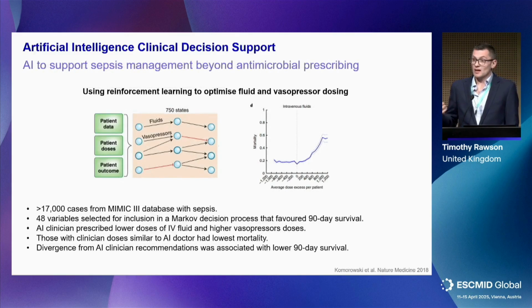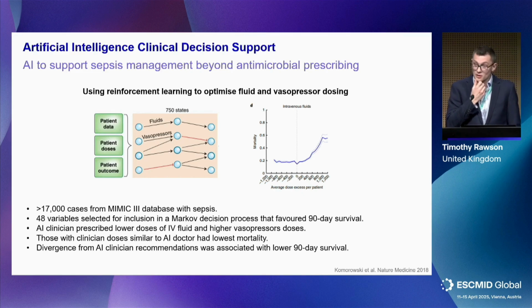We're also now beginning to understand that in complex situations like septic shock, focusing just on antimicrobial prescribing is probably also a little bit too narrow when we're developing these tools. And there's been some really nice work over the last few years thinking about how to develop different types of artificial intelligence approach to address other aspects which are also critical to improving outcomes in the management of patients with syndromic diagnosis of sepsis. So I think this is a really nice example by Komorowski and colleagues.